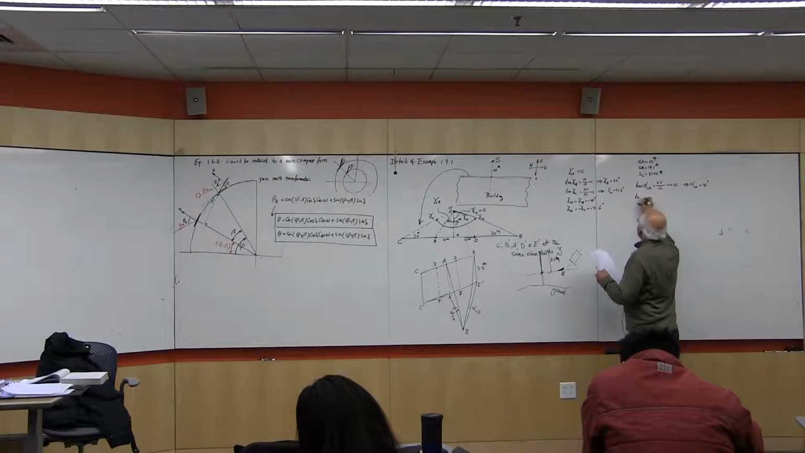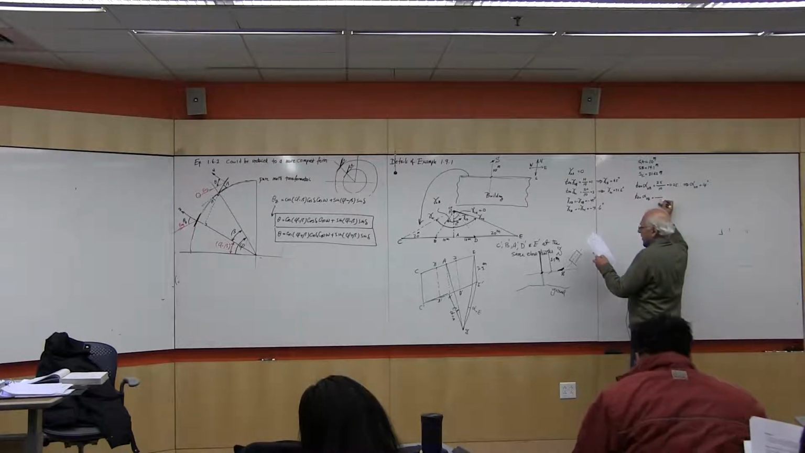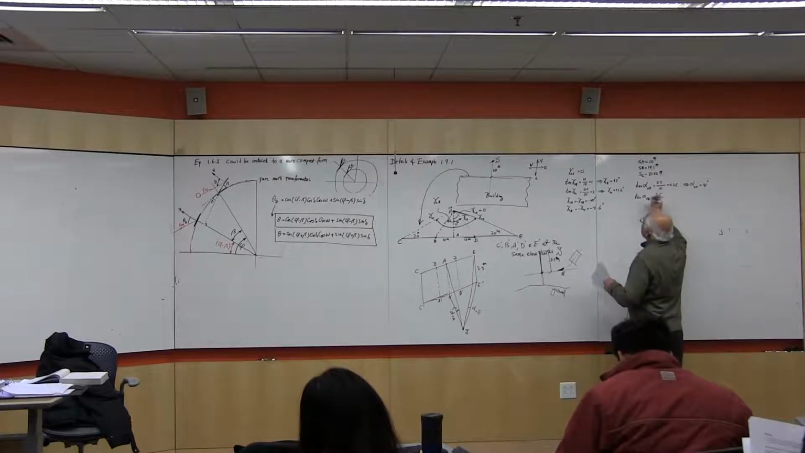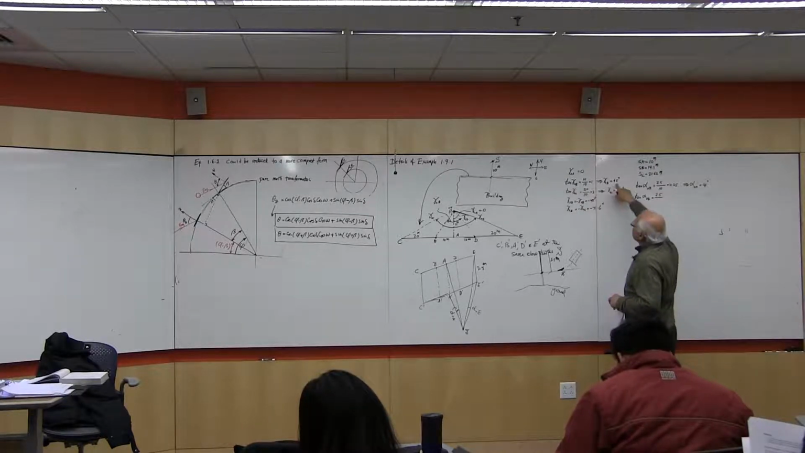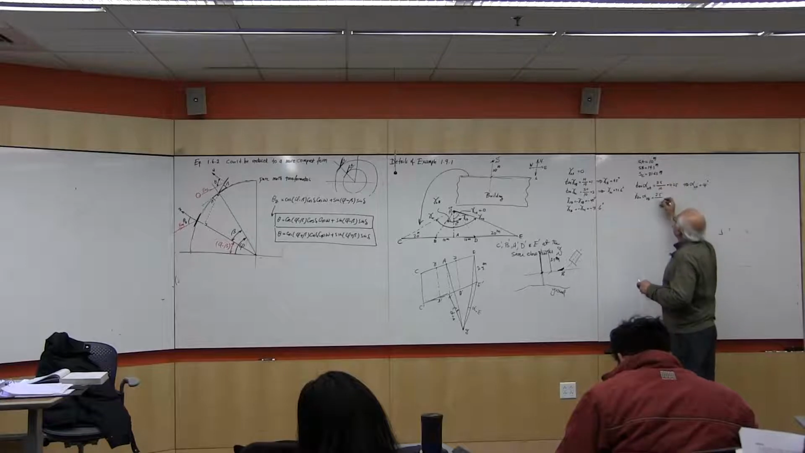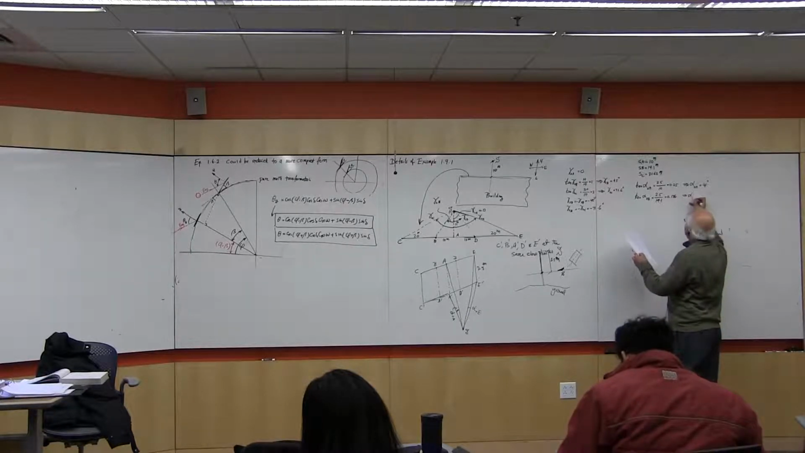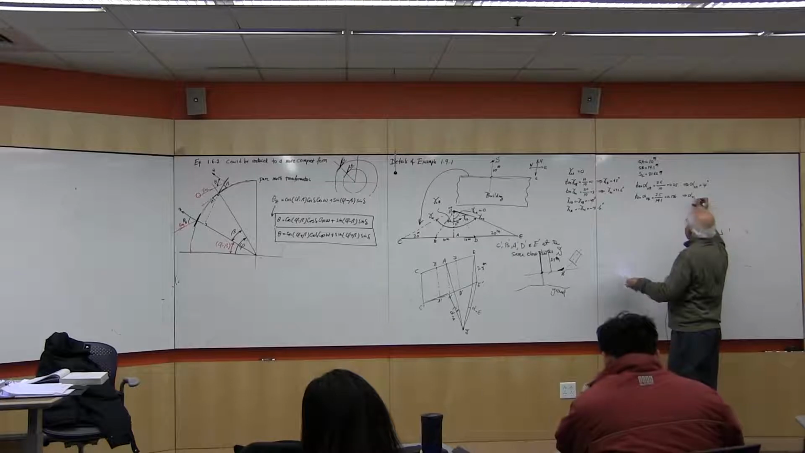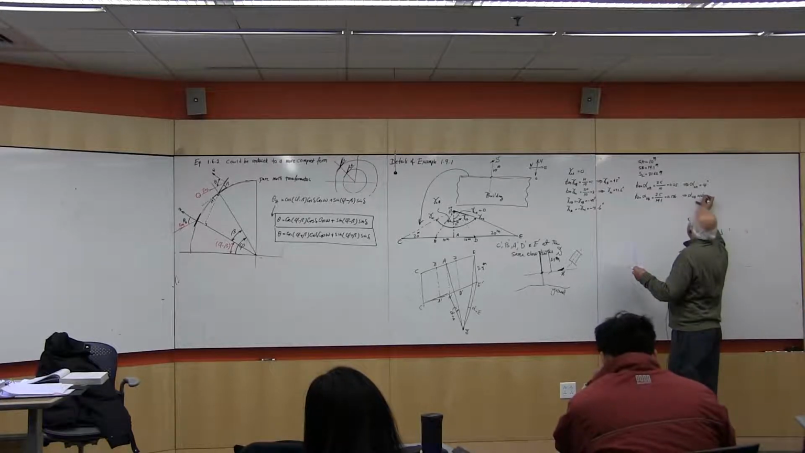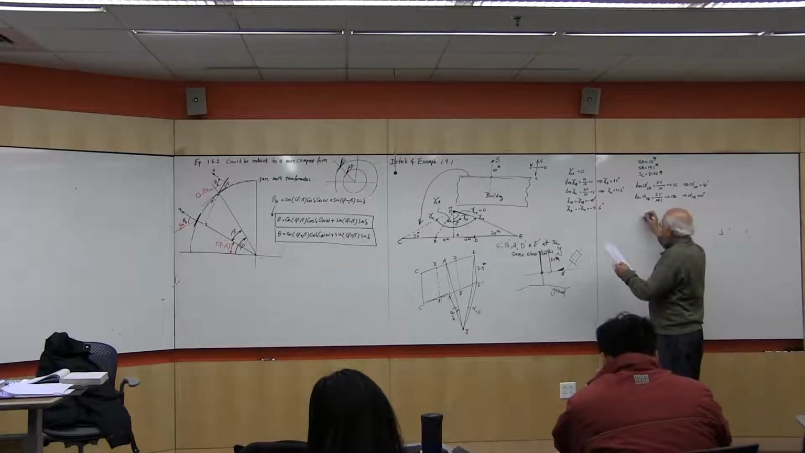Tan of alpha OB is 2.5 divided by what we calculated here, 14.1. That is 0.176, and out of that we get alpha OB to be 10 degrees, and so on.